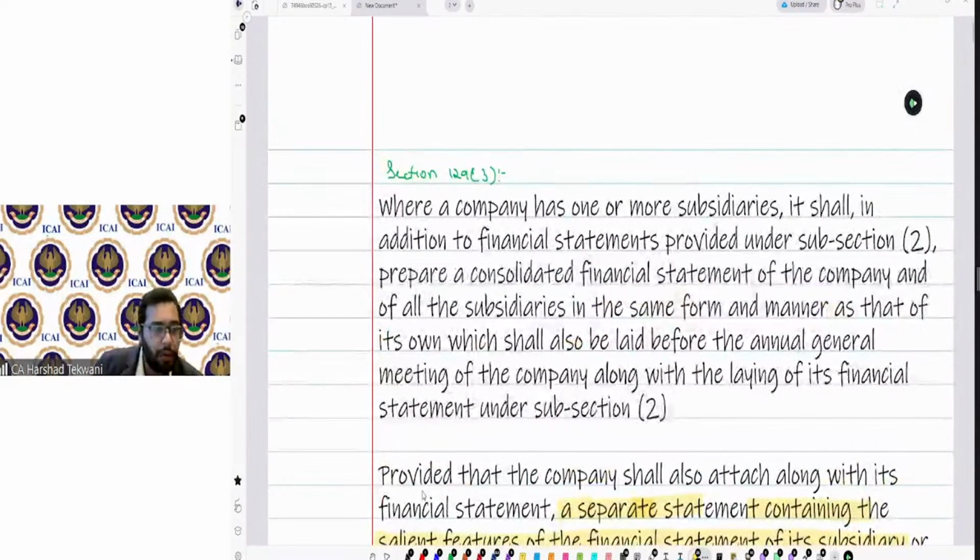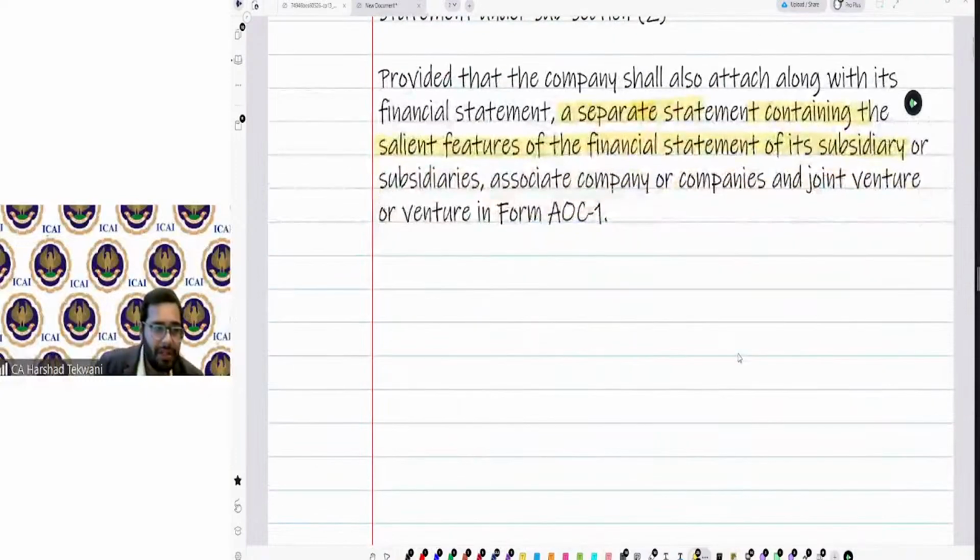Number two, where a company has one or more subsidiaries, it shall, in addition to the financial statement prepared under subsection 2, prepare a consolidated financial statement of the company and all subsidiaries in the same form and manner as that of its own. Means it should apply Schedule 3, and that should be laid before the annual general meeting of the company. Now, these salient features are required to be prepared in AOC-1 form.